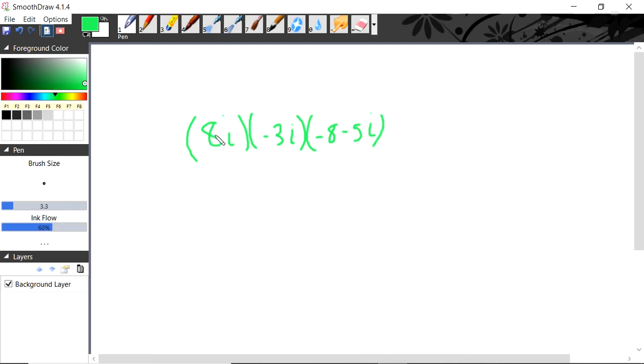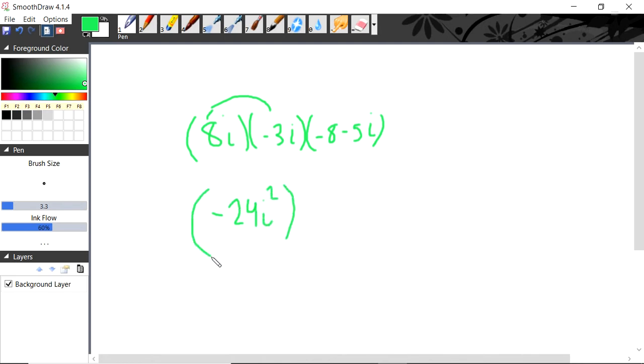And here's what you're going to do. You're going to distribute. I'd like to do this. So when you do these, it's going to be 8 times negative 3, and 8 times negative 3 is negative 24. And then you're going to get i squared.